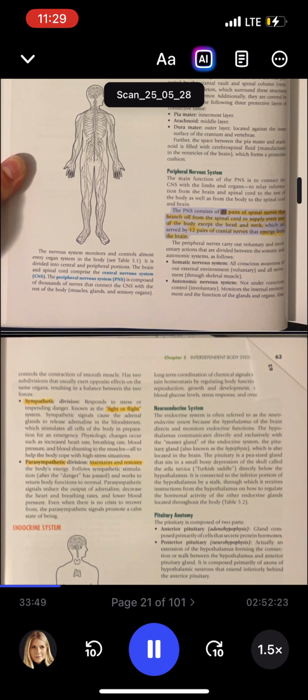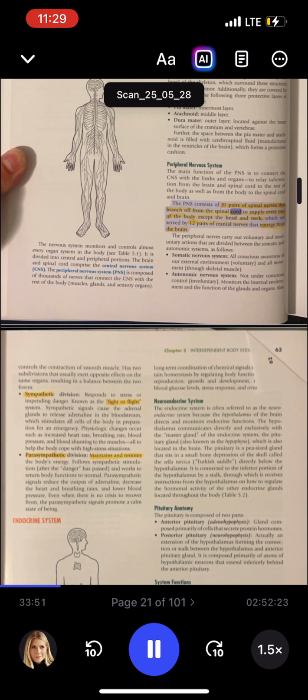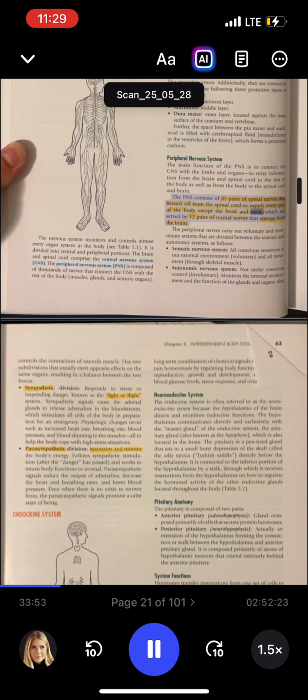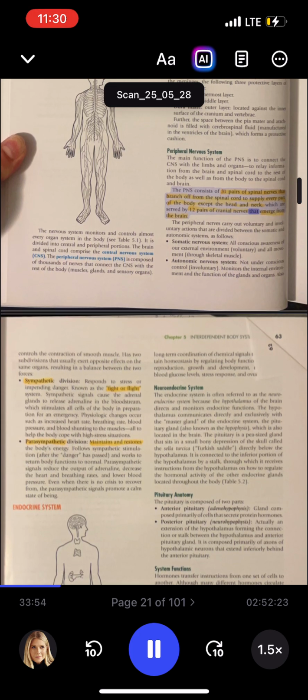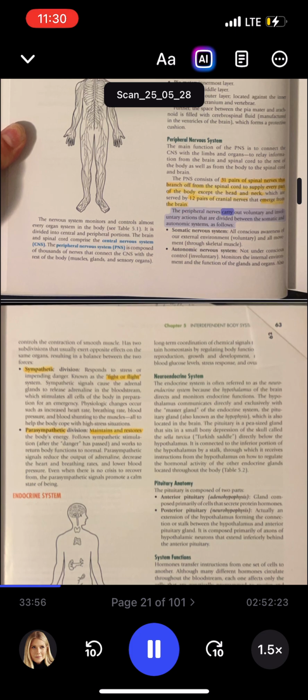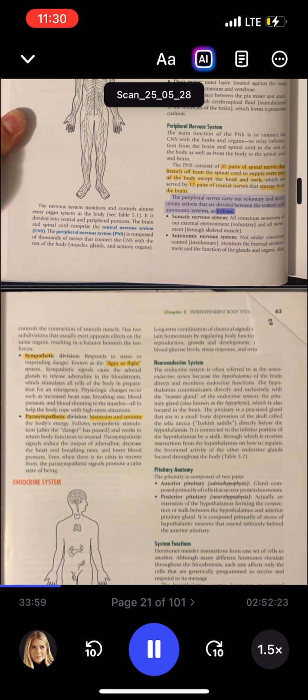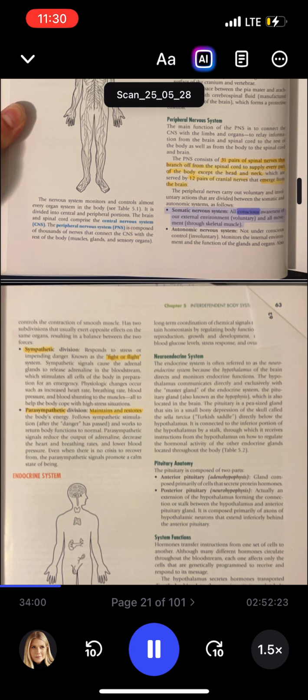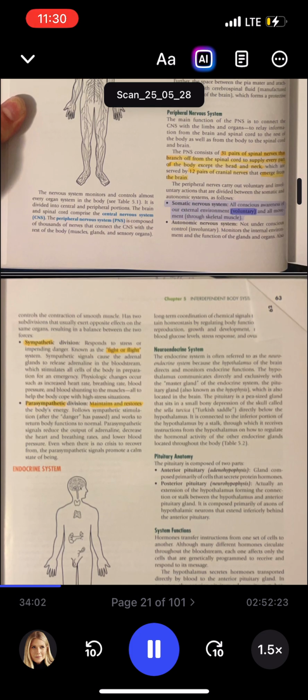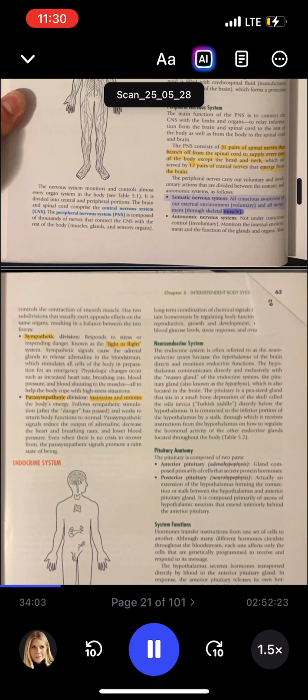The PNS consists of 31 pairs of spinal nerves that branch off from the spinal cord to supply every part of the body except the head and neck, which are served by 12 pairs of cranial nerves that emerge from the brain. The peripheral nerves carry out voluntary and involuntary actions that are divided between the somatic and autonomic systems as follows. Somatic nervous system. All conscious awareness of our external environment, voluntary, and all movement through skeletal muscle.